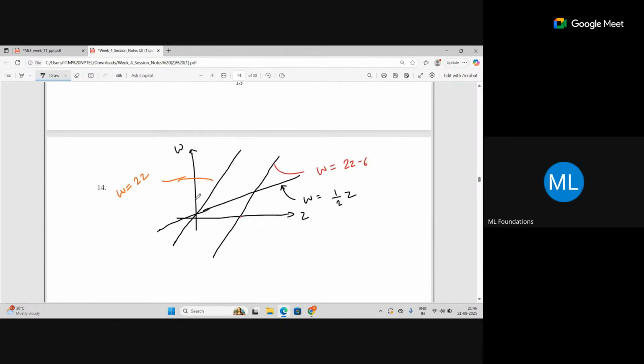Where will it be then? It will be cutting somewhere here, and that line will also be parallel to this. The only thing is it will be cutting like this, correct? And the equation of this line is W equal to half Z plus 9. Or you can actually look at this line as half Z plus 9 by 2. Is it fine? All these four lines are okay.